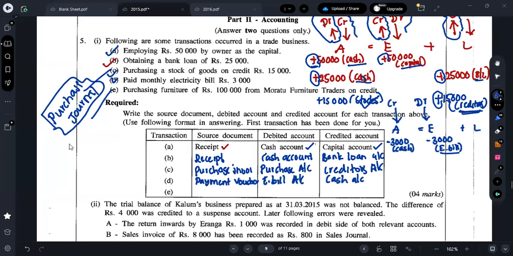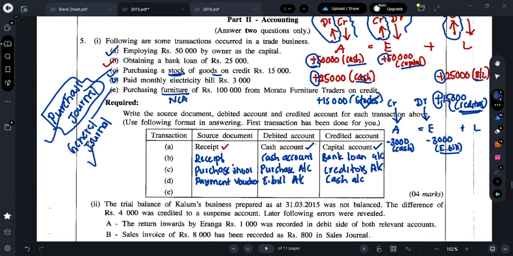We will be recording in the general journal. What's the reason? We are purchasing a non-current asset. If we are purchasing stocks on credit, we can record it in the purchase journal. But here we are purchasing a non-current asset. If we purchase any non-current asset on credit, please remember, we can't record it in the purchase journal.